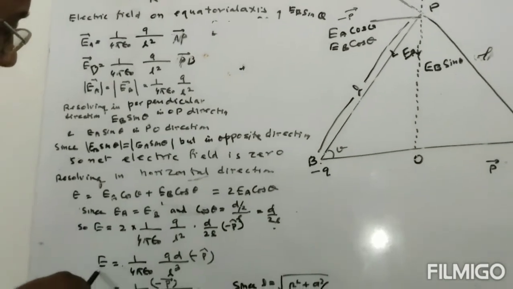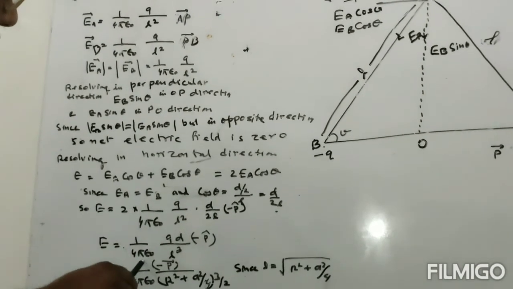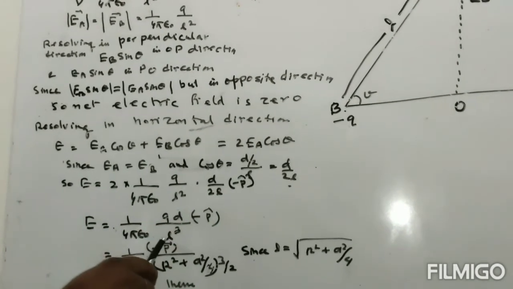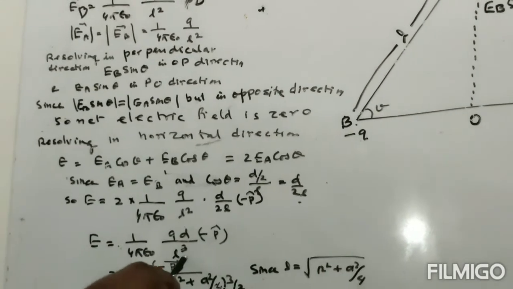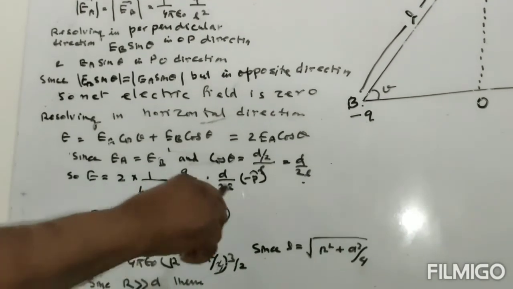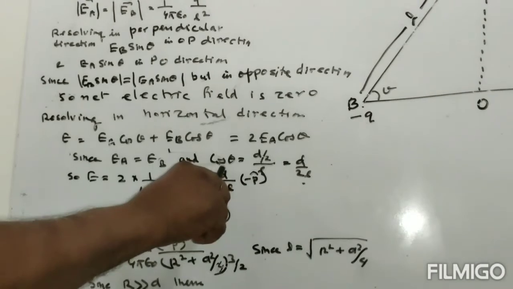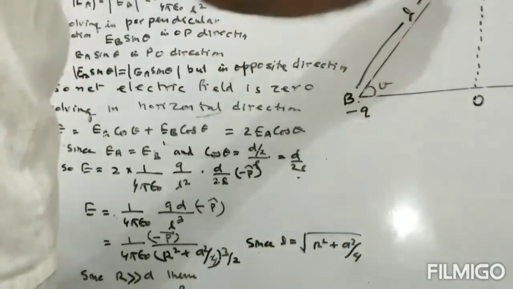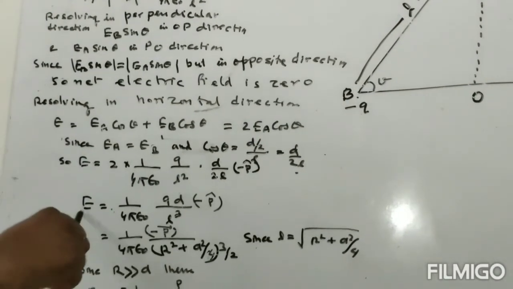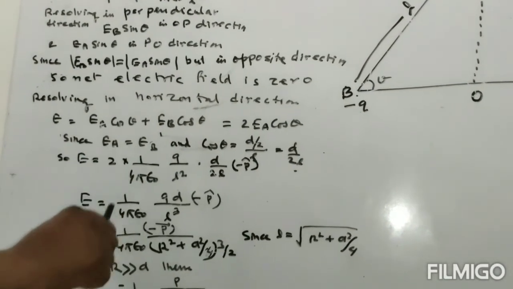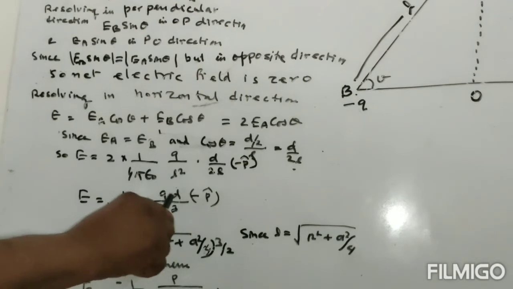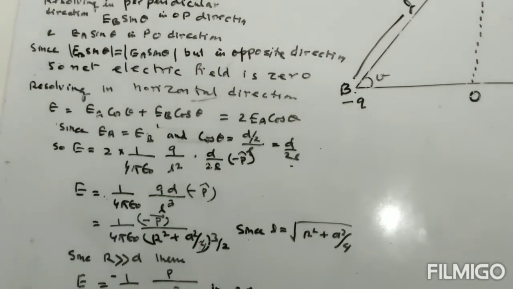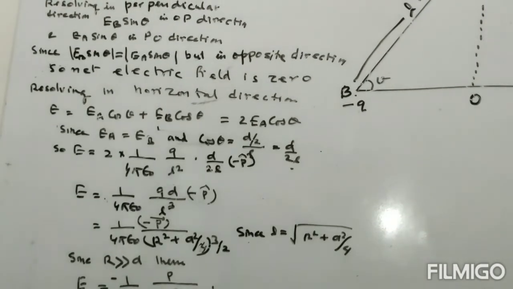So electrical field will be equal to 1 by 4 pi epsilon 0 Q into D by L cube, because cos theta is equal to D by 2 divided by L. So the total electrical field will be equal to 1 by 4 pi epsilon 0 Q into D, minus P vector, divided by L cube. Now we can find the value of L.